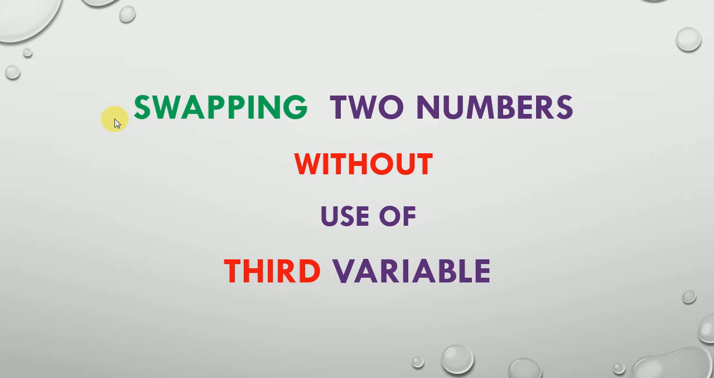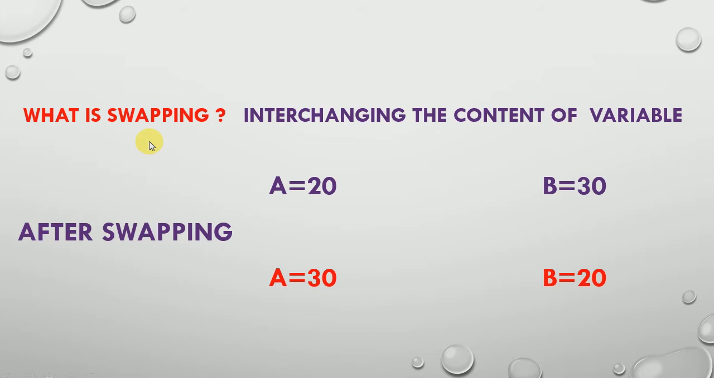Today we are going to make a program to swap two numbers without use of third variable. So before swapping the variables, we have to know what is swapping. Swapping is the process of interchanging the content of variable. Suppose we have two variables a and b and the content of variable is 20 and 30 respectively. Then after swapping, what will be the content of variable a and b? The content of variable a will be 30 and content of variable b will be 20.